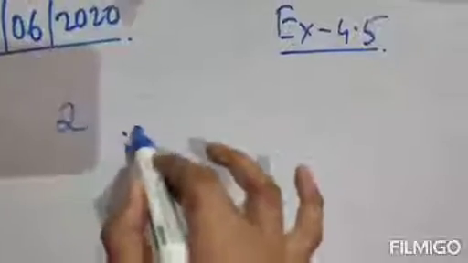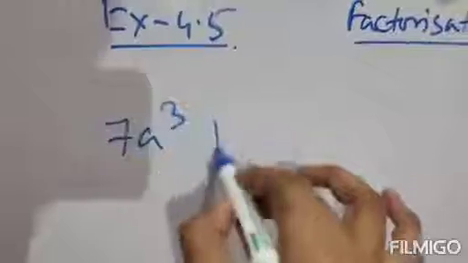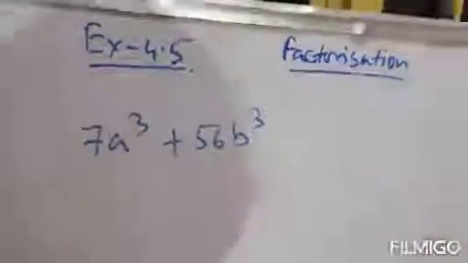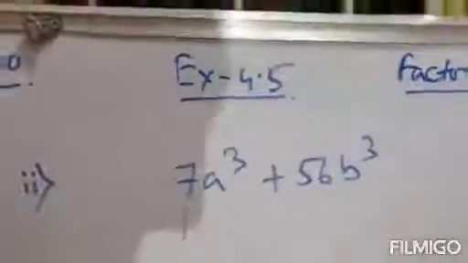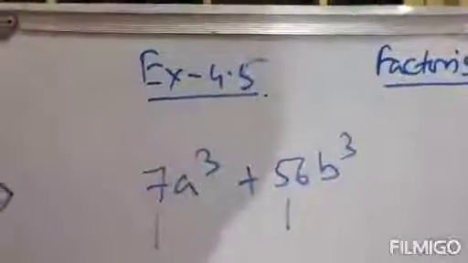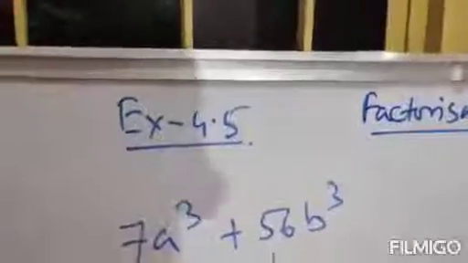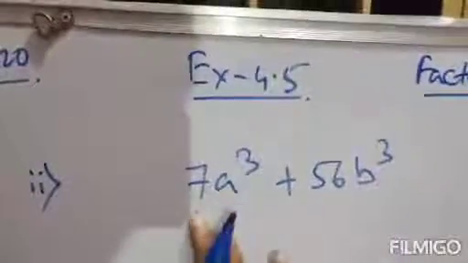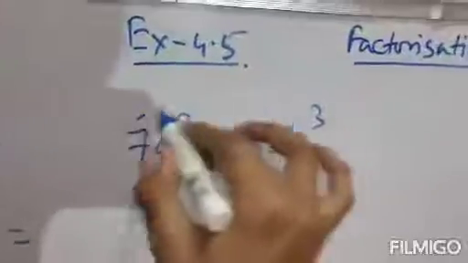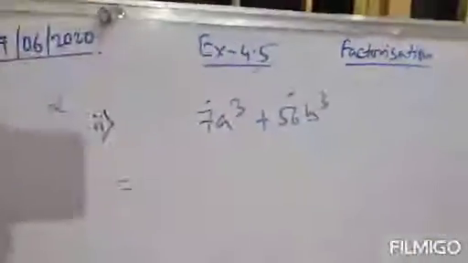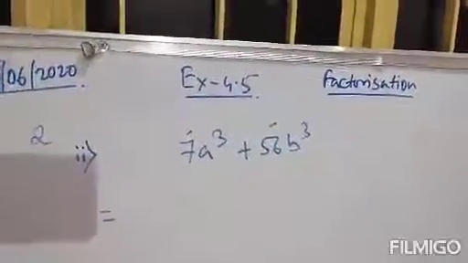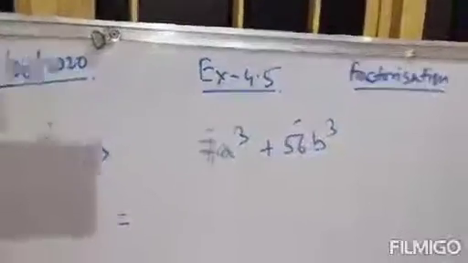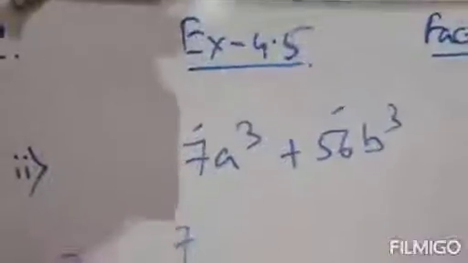Question number 2. The question is 7a cube plus 56b cube. Now look very carefully. This 7 is not the cube of any number, and the 56 is also not the cube of any number. So how can we convert this into cube format? There is only one way, by taking common. Clear? Just do HCF of 7 and 56 and your answer will be 7. So take out 7 as common.